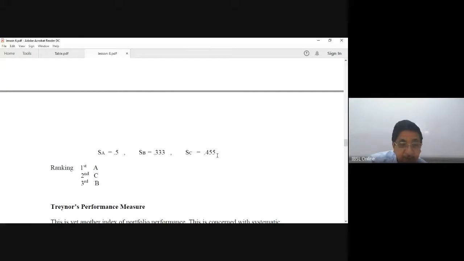And as per the ranking, now I have done the ranking in a descending order. The first one is the highest one. Now here the highest value is 0.5. So A ranks first. What is the second then? Second is 0.455 with C. Third will be B. This is the ranking.